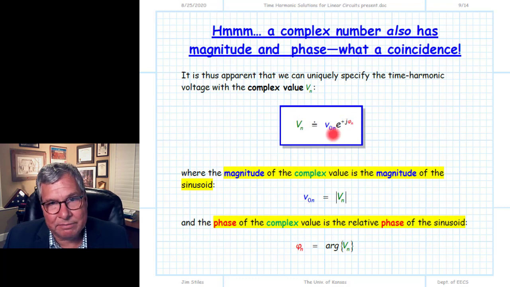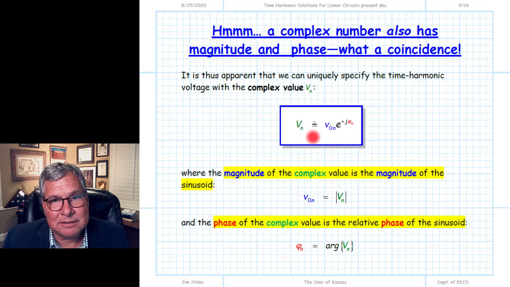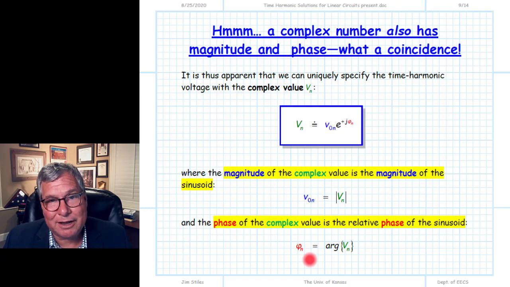But what is V0n? As we've seen right here, this is not mathematical notation. This is not phasor notation. This is mathematical equality. This is, in fact, the correct answer for a complex number, and it has a magnitude and a phase. The magnitude of this complex number turns out to be simply the magnitude of the sinusoidal oscillation at that element n for the voltage. Likewise, the phase of this complex number turns out to be the relative phase of the oscillation of that voltage at element n.